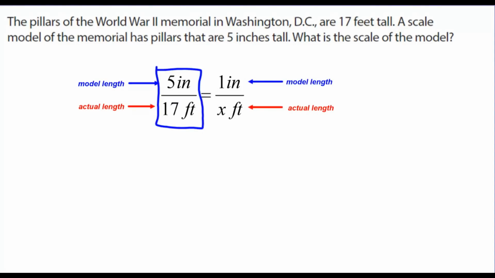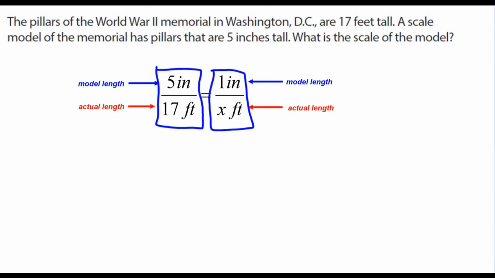So what we have here is a proportion. We can set that equal to our scale. So 1 inch would represent how many feet? If 5 inches is 17 feet, 1 inch would be how many feet? So this is almost like finding a unit rate. Our scale is kind of like a unit rate, where 1 unit on the model or the drawing represents so many units on the actual object.